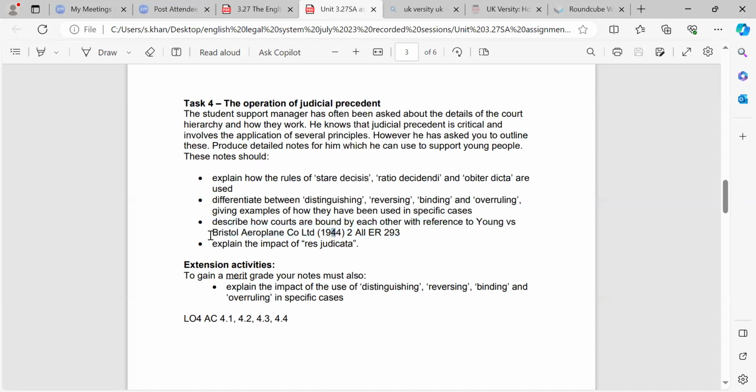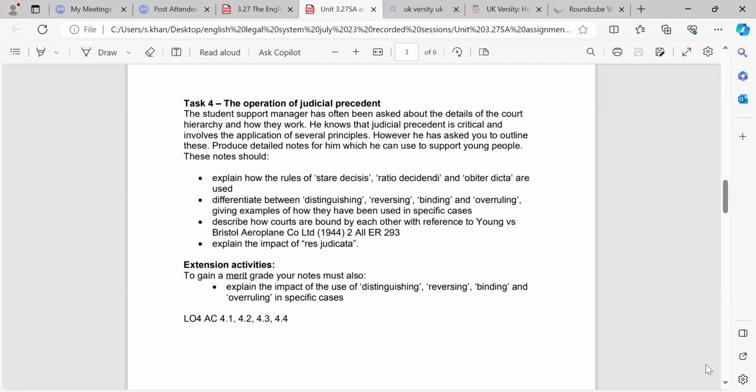The fourth pass criterion is to explain the impact of res judicata. That is the heading you would put in, and then look at the impact of res judicata and what it is. So these four are part of the pass criteria for task 4, which is the operation of judicial precedent.